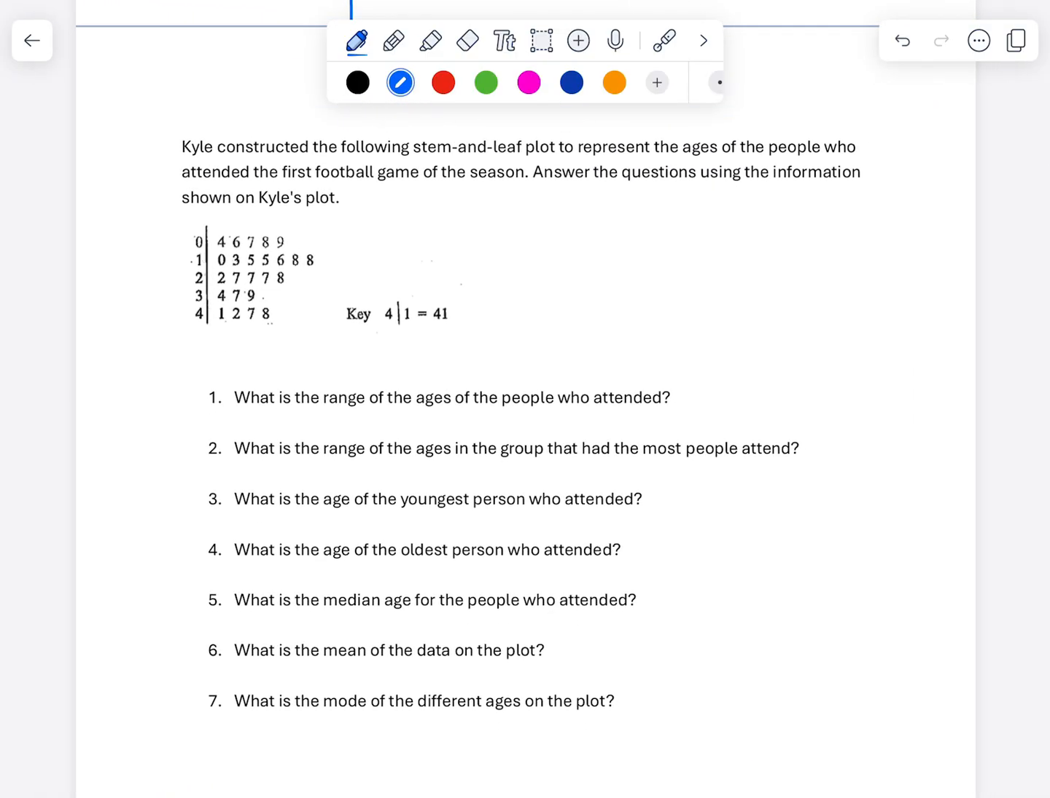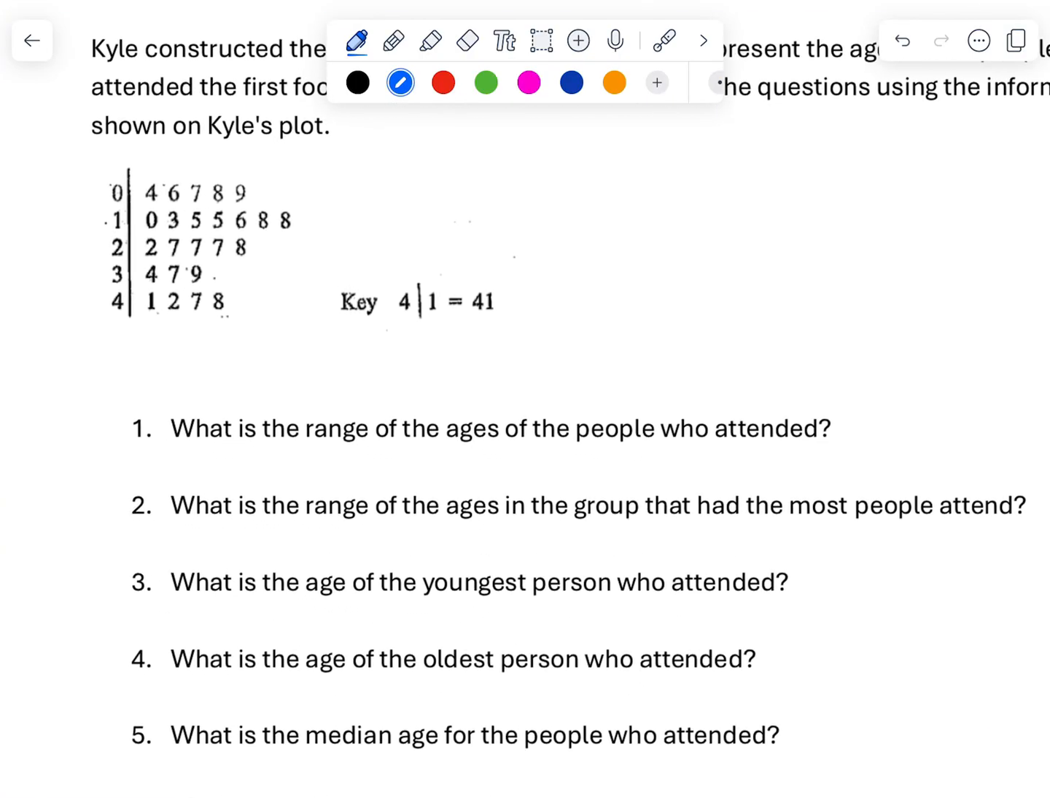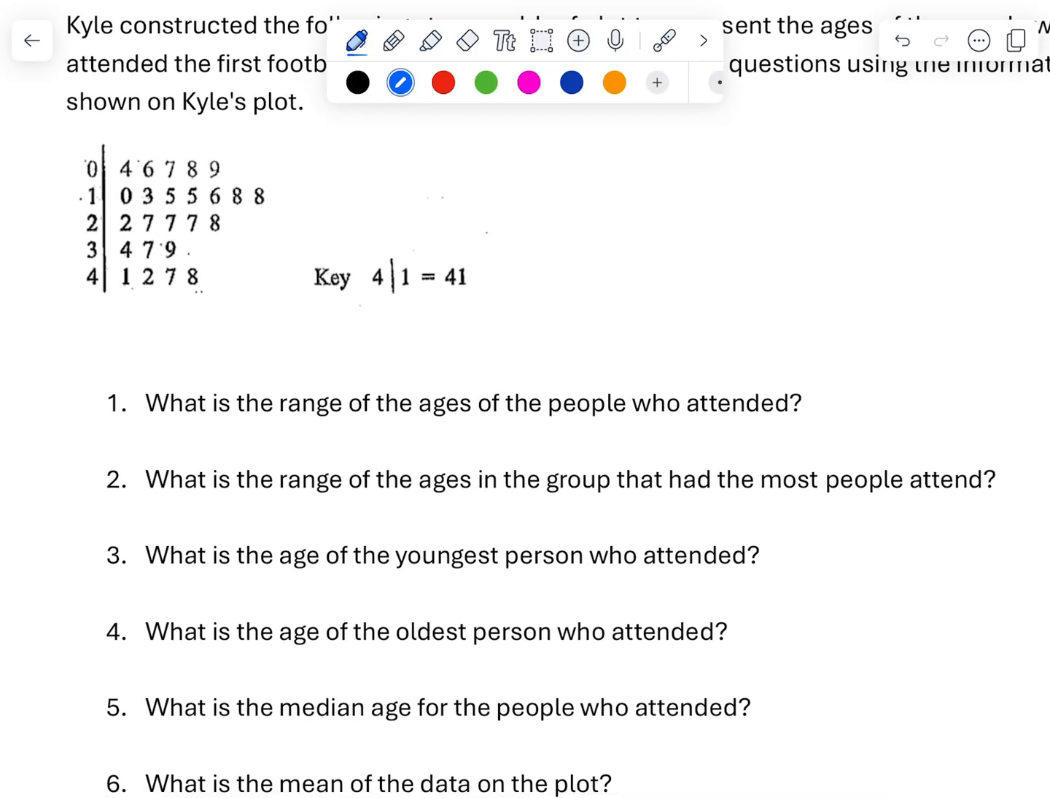Okay, so here's a stem and leaf plot. It says Kyle constructed the following stem and leaf plot to represent the ages of the people who attended the first football game of the season. Answer the questions using the information shown on Kyle's plot. So there's our stem and leaf, and there's our key. So question number 1. It says, what is the range of the ages of the people who attended?